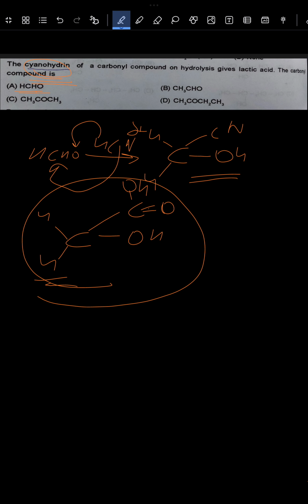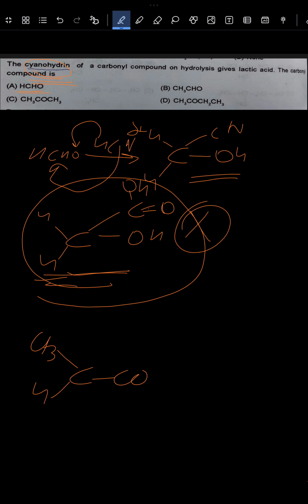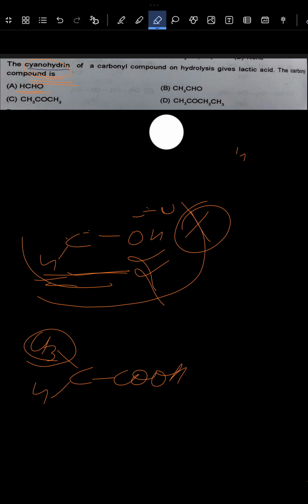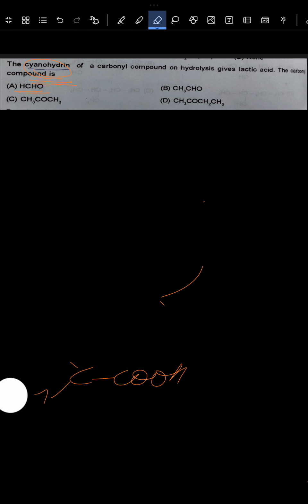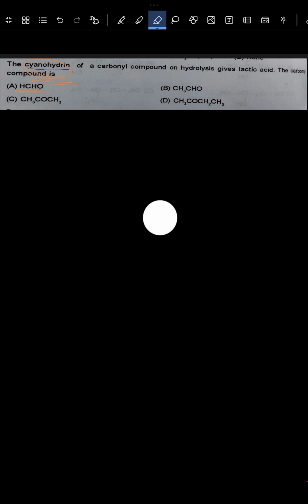So this compound is not lactic acid. As we have already mentioned, the lactic acid is a compound which is like this, and here we have H and here we have CH. Therefore this is not the option. So now let's check the B option.